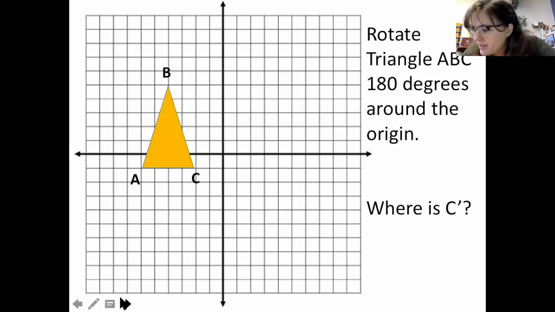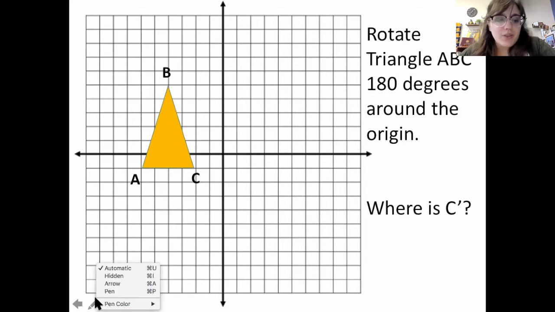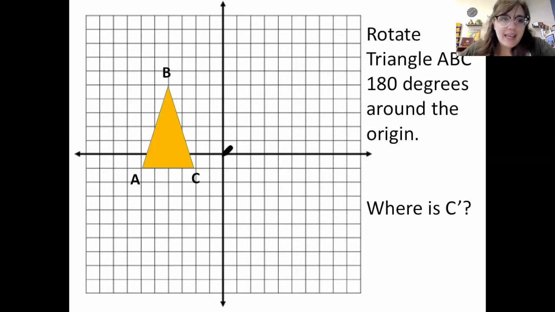Ooh, here we are into rotations. Rotate triangle ABC 180 degrees around the origin. Where is C prime? To rotate the shape, I'm literally going to take that and flip it. So I know it is going to be completely on the other side, facing the other direction, completely upside down. I'm going to get my new locations.